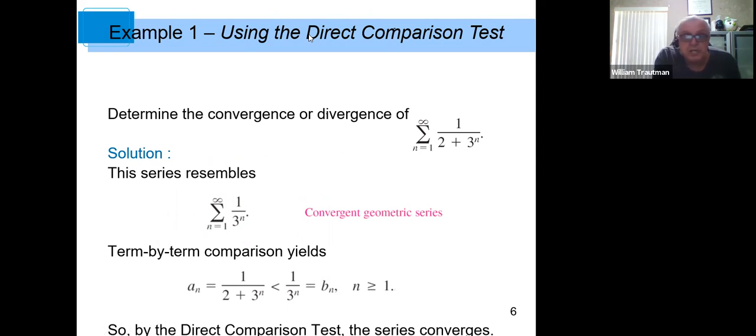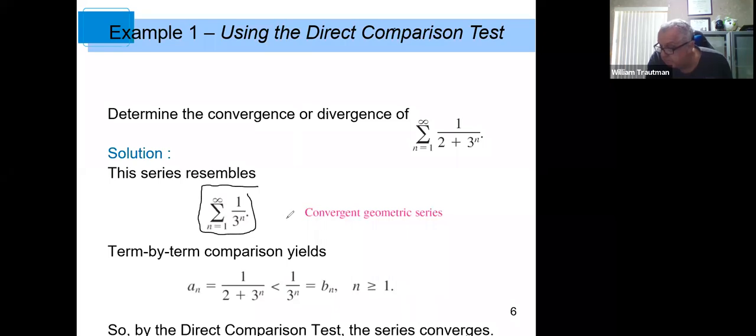If we look at this function, it says it converges. But if you go back to your geometric series, the geometric series converges. Can somebody tell me what R is?